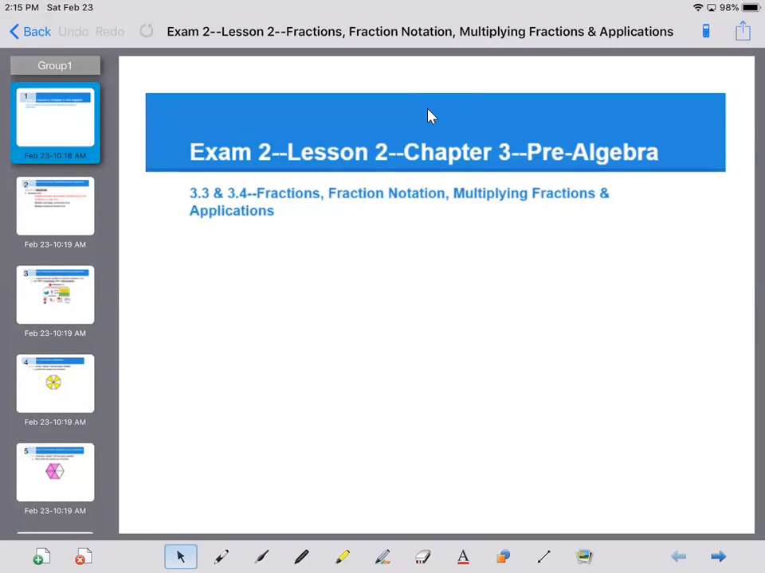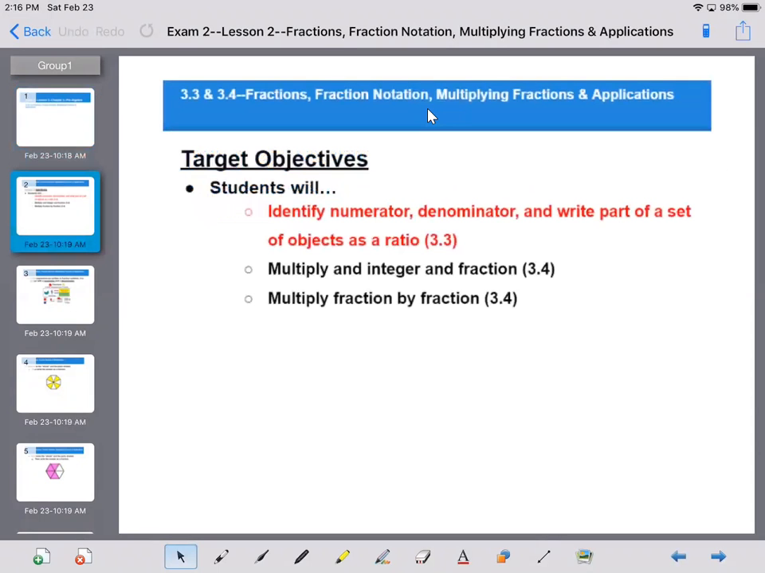So this is for exam 2. This is lesson 2 in our series of videos where we're going to look at dealing with fraction notation and multiplying fractions and just understanding the fundamentals of what is a fraction. So we'll start with identifying the numerator and denominator and how we can write part of a set or a part to part, part to whole in regard to ratios. Then we'll look at multiplying an integer by a fraction and then a fraction by a fraction.